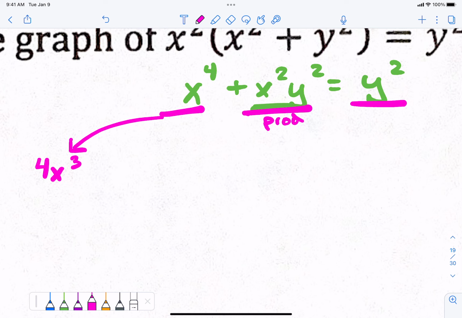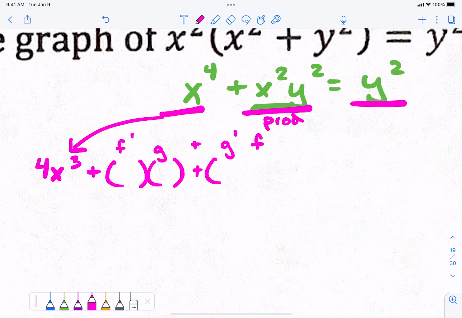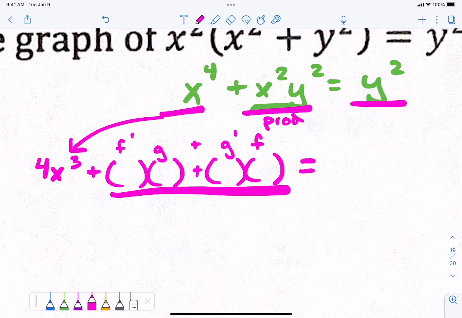Okay, now let's do our product rule. So I've got plus f prime g plus g prime f. I'm going to do all my parentheses. Equals. This is my product rule area right here. Why did you kick out x to the fourth already? Because I just took the derivative, the power rule for x to the fourth. The derivative of x to the fourth is 4x cubed.